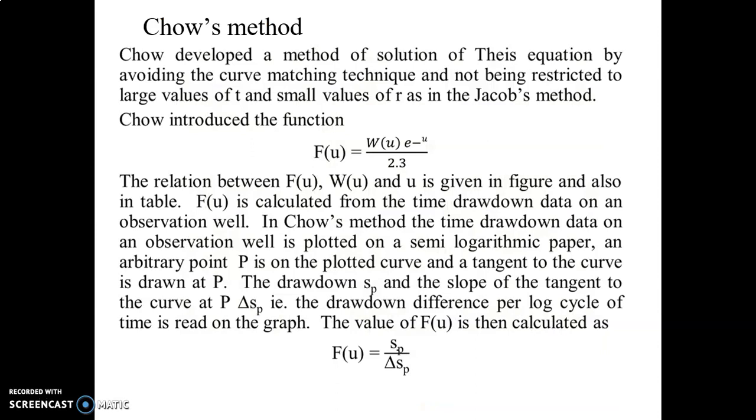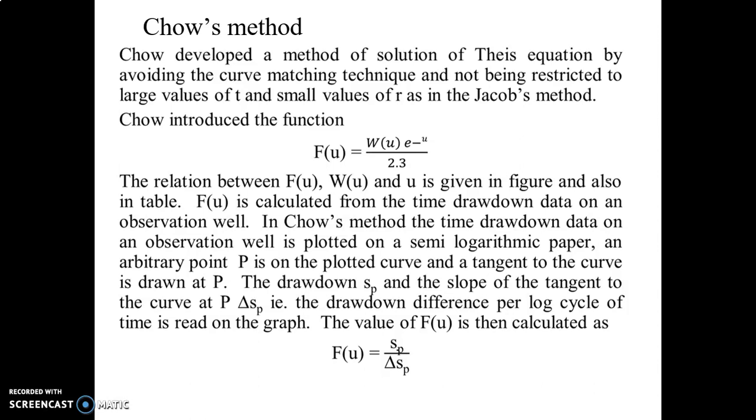Chow's method. Chow developed a method of solution of the Theis equation by avoiding the curve matching technique and not being restricted to large values of t and small values of r as in Jacob's method. So Chow introduced the function F(u) equals W(u) into e power u by 2.3. The relationship between F(u), W(u) and u is given in the figure and also in the form of a table.